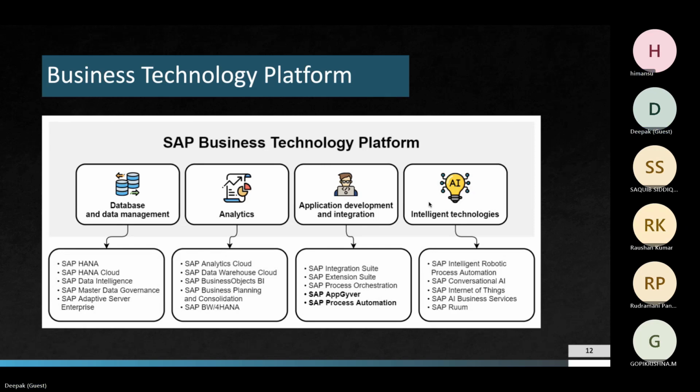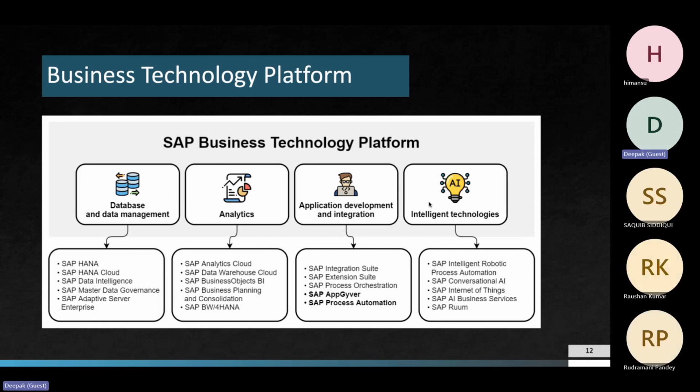Okay. It also gives you application development and integration features: Integration Suite, Extension Suite, Process Orchestration, AppGyver, Process Automation. Plus, because of the rapid increase in AI technologies, it has also incorporated those new developments, which are SAP Intelligent Robotic Process Automation, also known as IRPA, SAP Conversational AI, SAP Internet of Things, IoT, SAP AI Business Services, and SAP RWM.